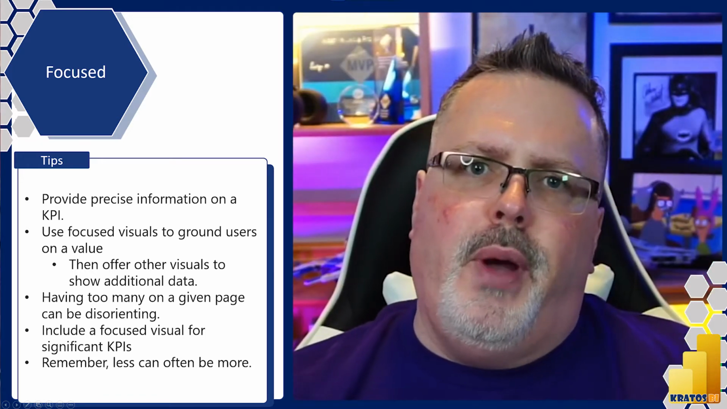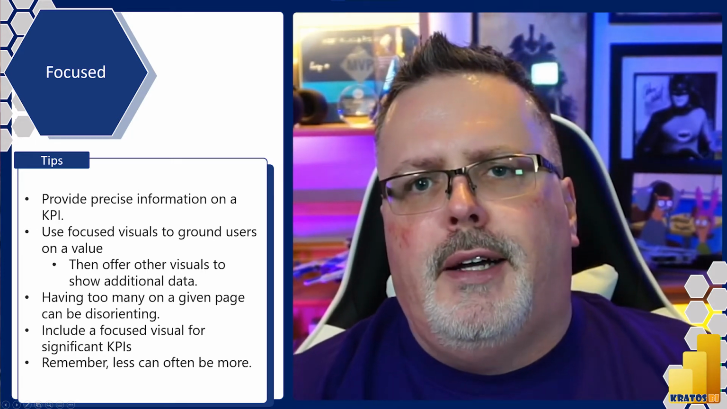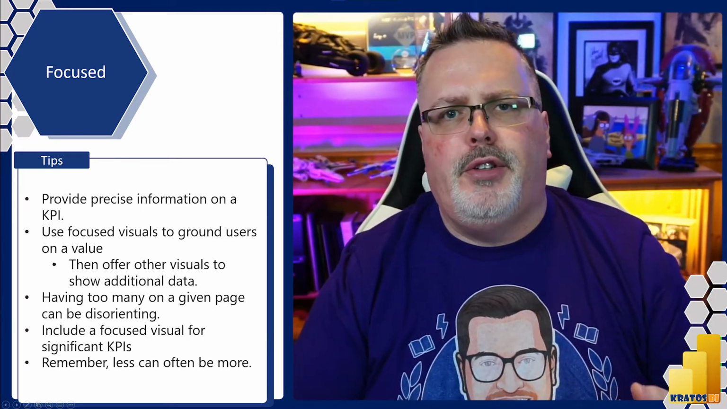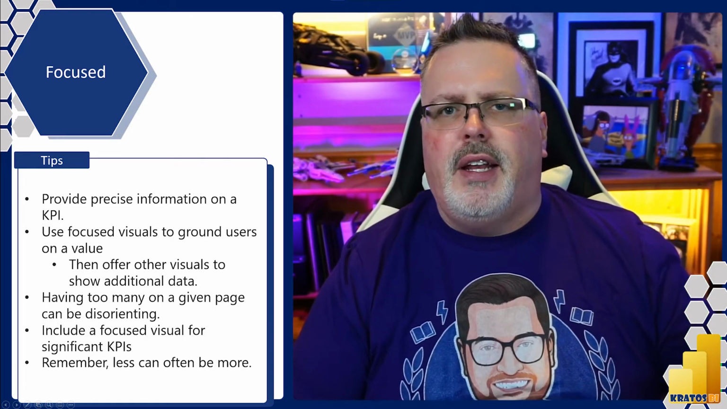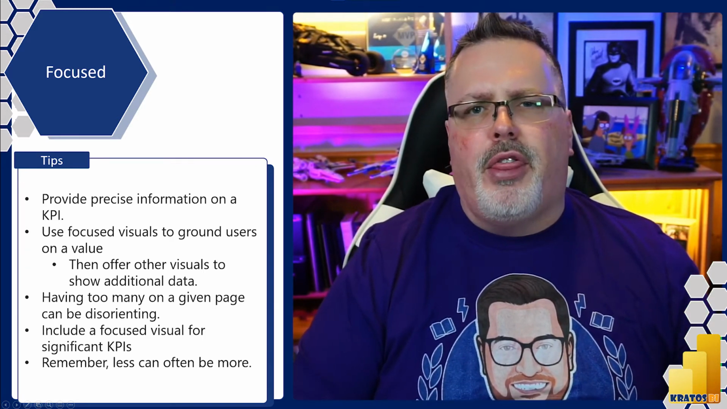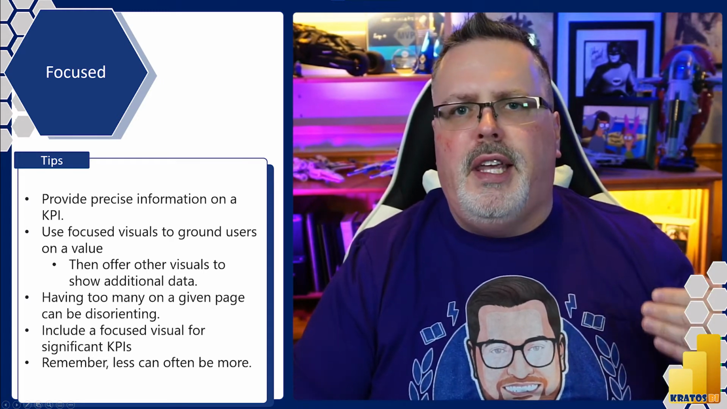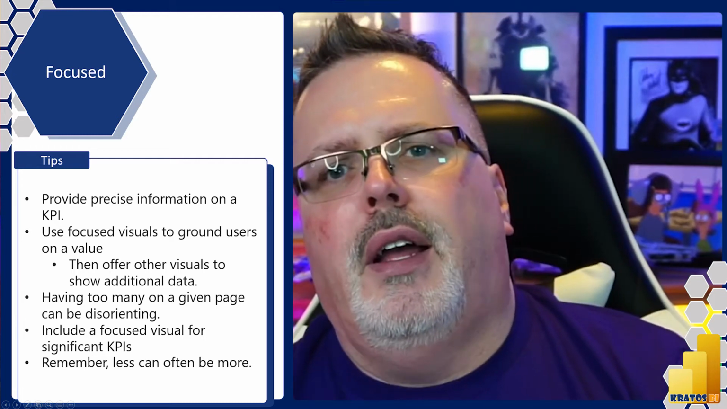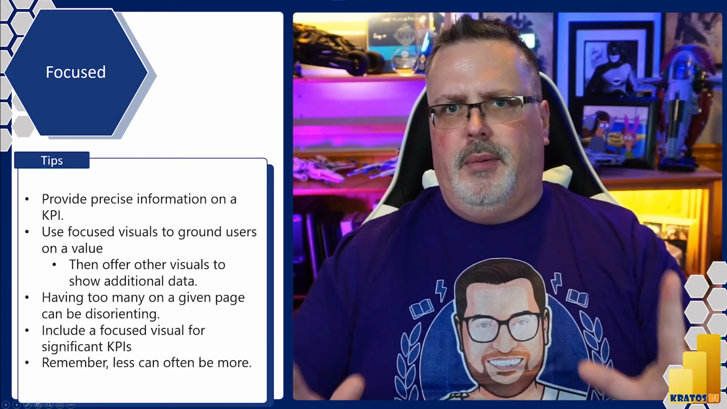While you want to make sure that you have the relevant points for your report, make sure that you don't have too many. 15 KPIs are going to be way too much for users to track and understand on a given page. Try to hone in on 3, maybe 4 key performance measures that a given page or a given story is focused in on. Less can often be more, especially when it comes to your KPIs, your focus visuals. All right, enough of that. Let's head down to our style guide and take a look at it.